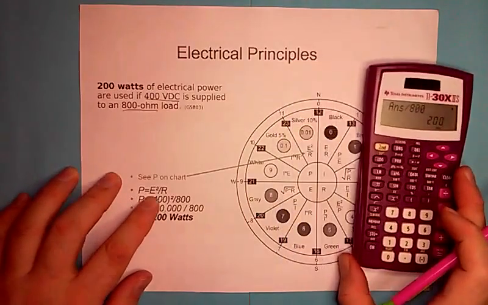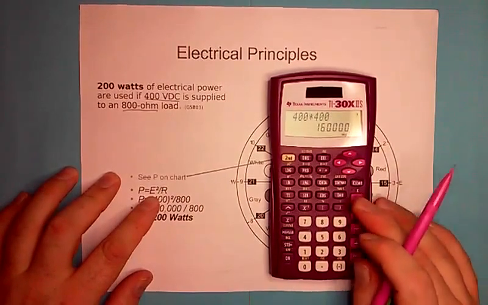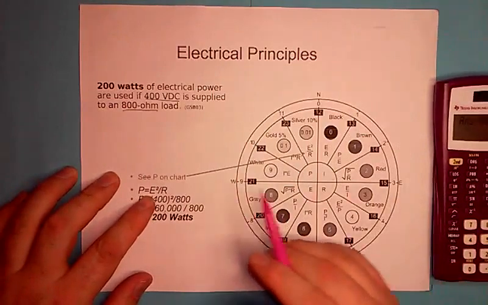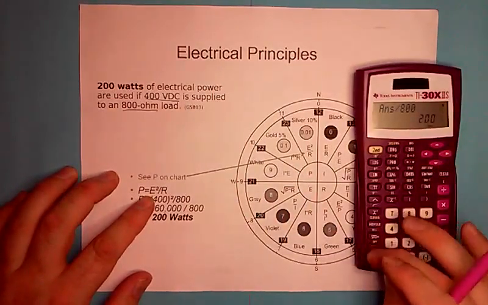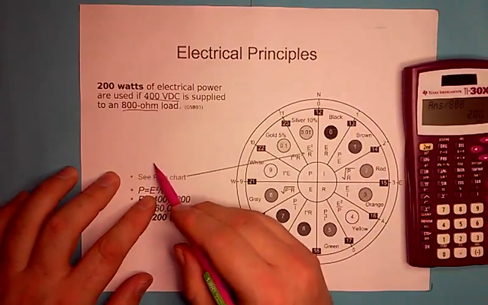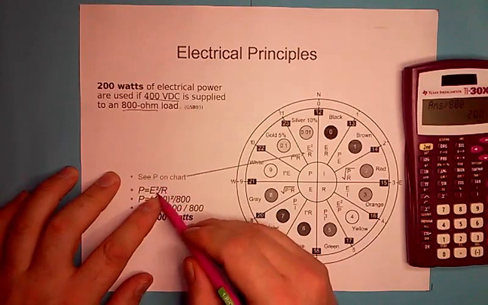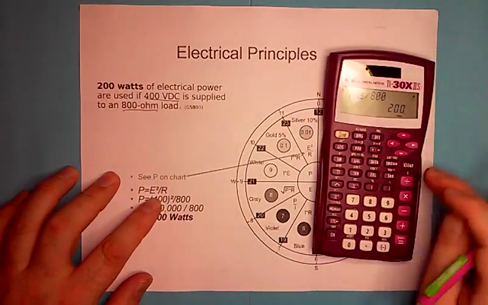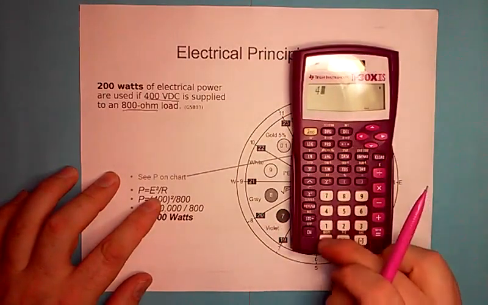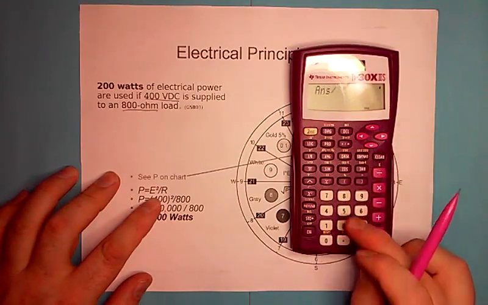Okay, another way to do it, 400 times 400 divided by 800. Did you see how I did that? If you have a standard calculator, if you don't have a nice scientific calculator like this, you can just multiply the E times itself. So 400 times 400, you get this E squared, and then divide it by 800. Or if you have the scientific calculator, E squared over R, 400 is my square button, equals that, divided by 800.